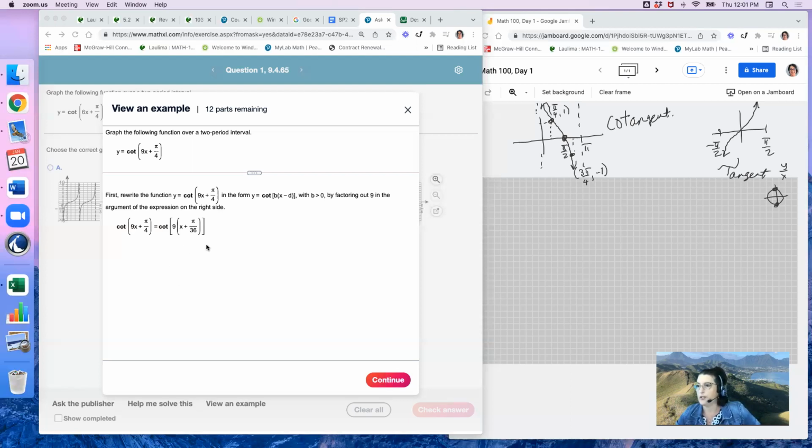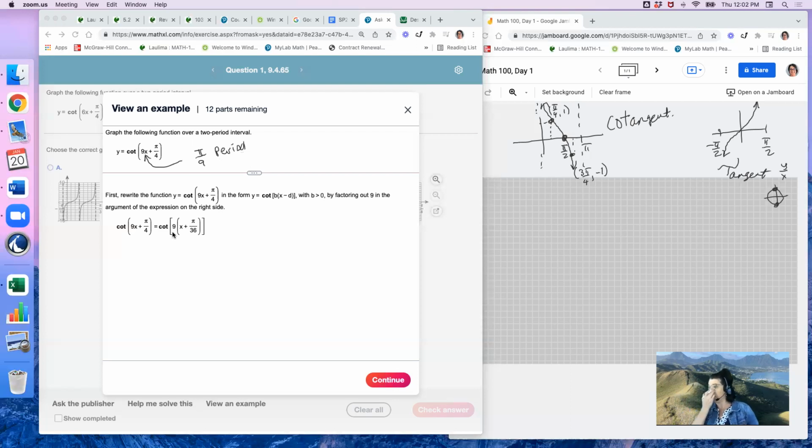Okay, here we go. The example on my lab has you factor out the 9, which is great because then we see the phase shift and we see the period. I don't personally feel like we have to. I just know the period of cotangent and tangent, both of those have a normal period of pi. So for the new period, we divide by that coefficient of x. So our period is pi over 9.